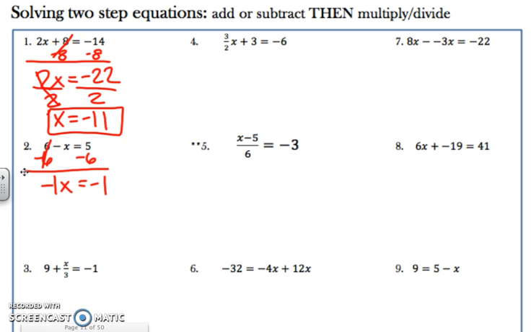Okay, I've done my first step, so now my last step is to divide by the number next to my variable, which would be a negative 1. I'm left with x equals a positive 1, because a negative divided by a negative is positive.